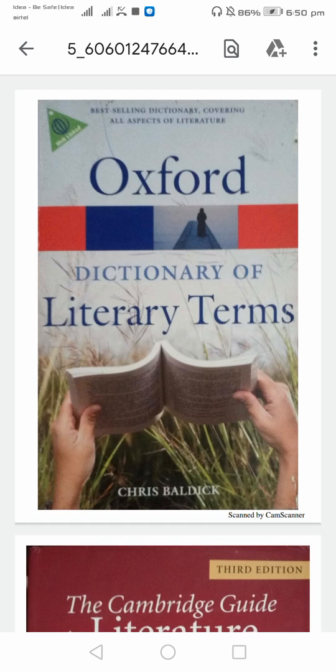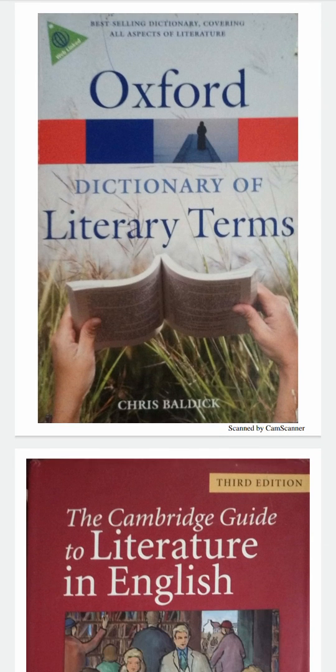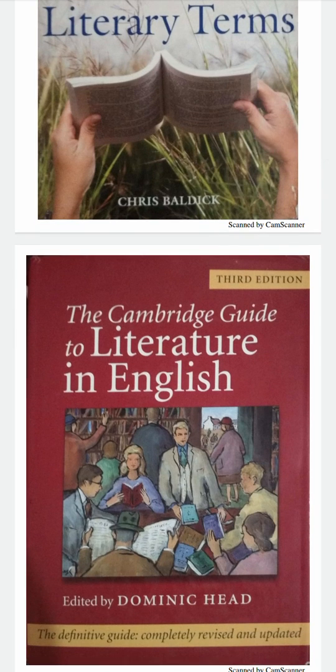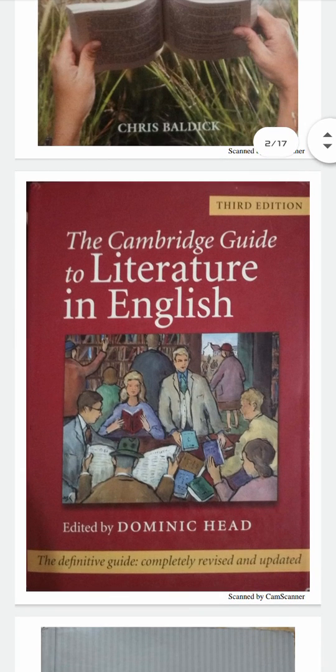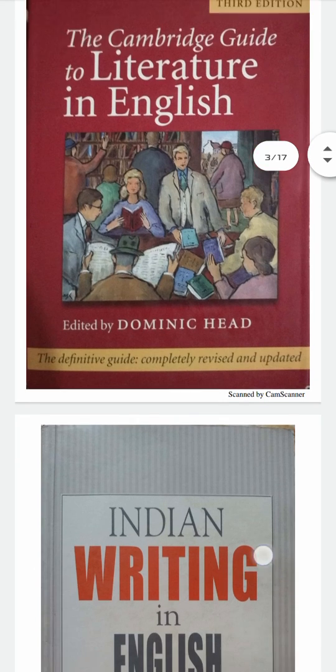Today I want to discuss a few important books, starting with the Oxford Dictionary of Literary Terms. It's a great book, the presentation is quite good, and it has a very interesting way of presenting. Next comes the Cambridge Guide to English Literature in English, which is also a very nice one, and we can have the authentication of Cambridge, so you can see.